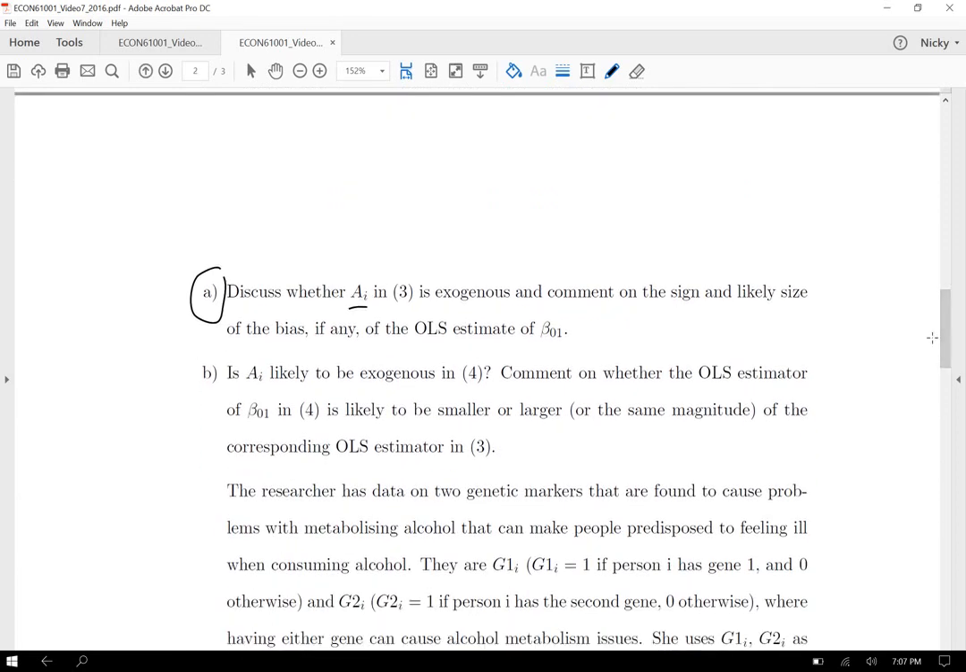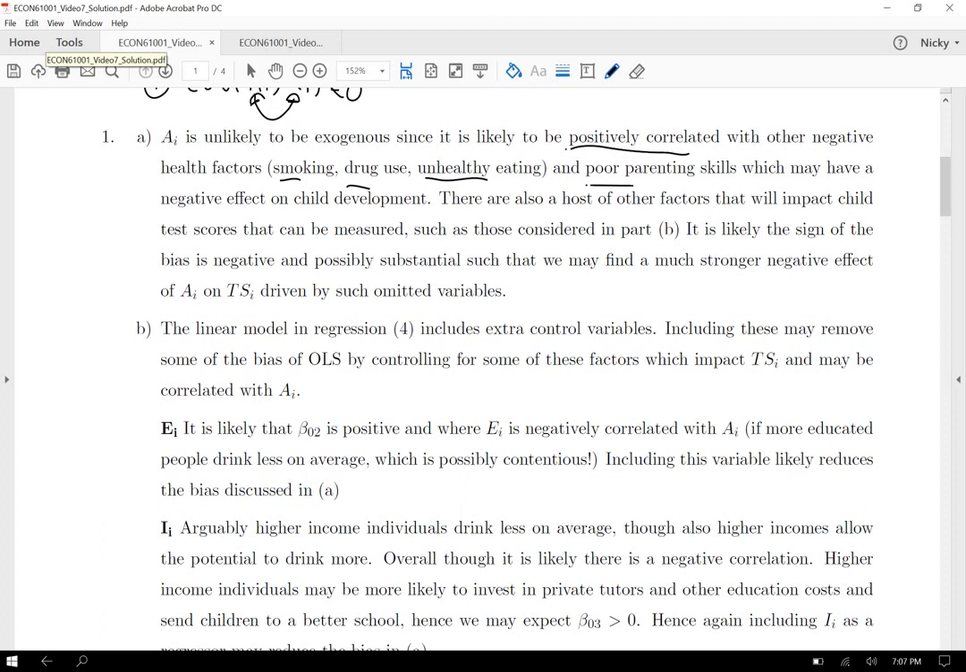Then it asks us again to comment on whether the OLS estimator is likely to be of a smaller or larger or the same magnitude as the corresponding OLS estimator in the original regression. Okay. Well, the way to do this would be, so the linear model, this should be 2 here, but it's changed the notation. We include some extra control variables. Including these may remove some of the bias of OLS by controlling for some of these omitted factors. And we can then see whether these omitted factors were likely to be leading to a positive or a negative bias in the original regression.